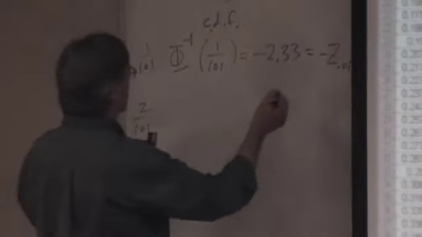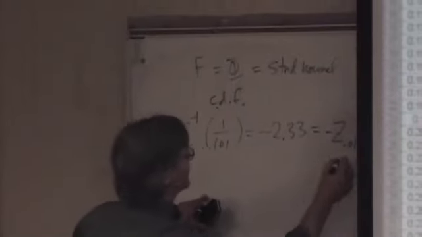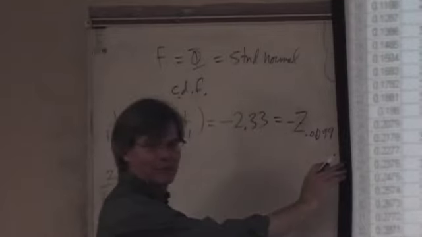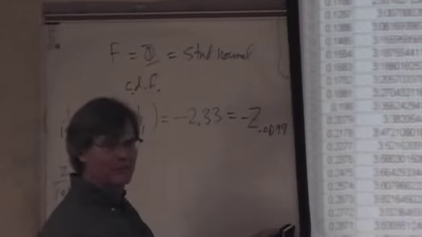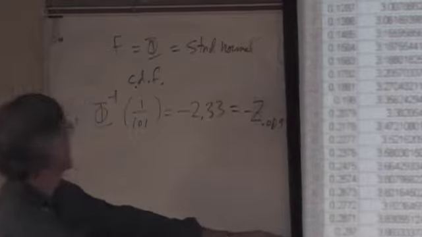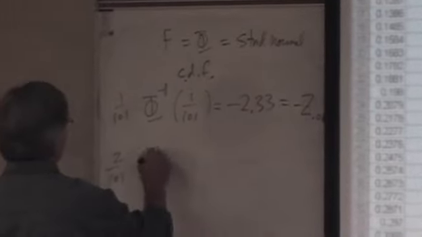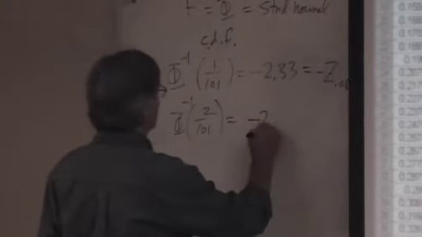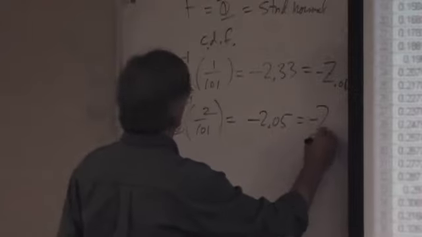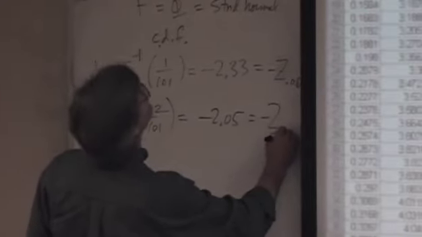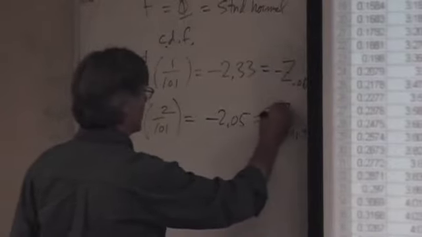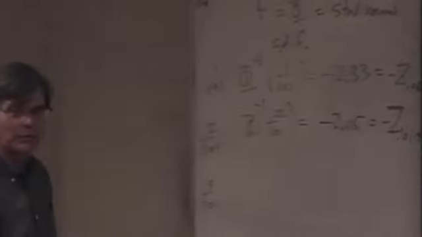Actually, it's not 0.01, it's 1 over 101, which is 0.0099, because that's the actual percentage here. Phi inverse of 2 over 101 equals negative 2.05, which equals negative Z.0198, in our notation of percentage points.